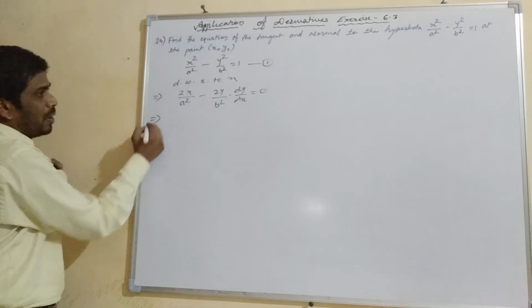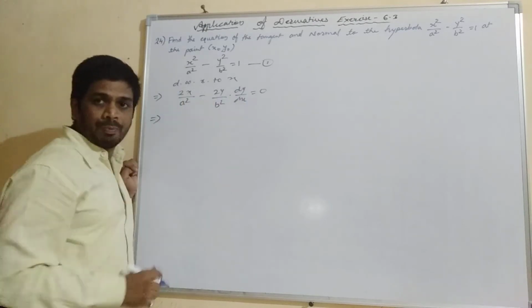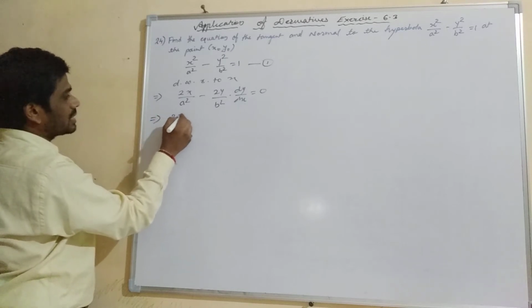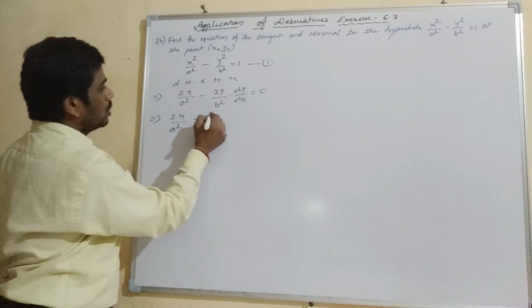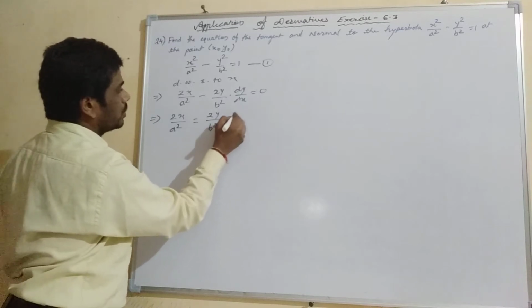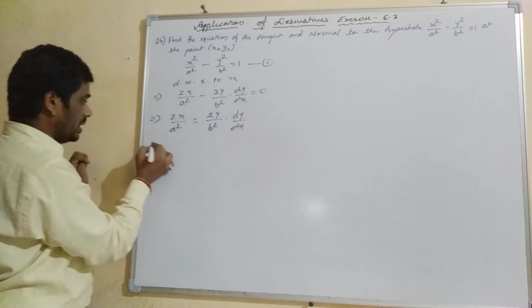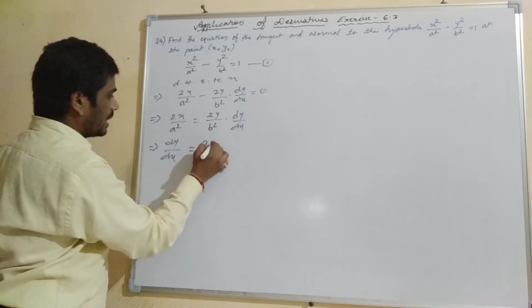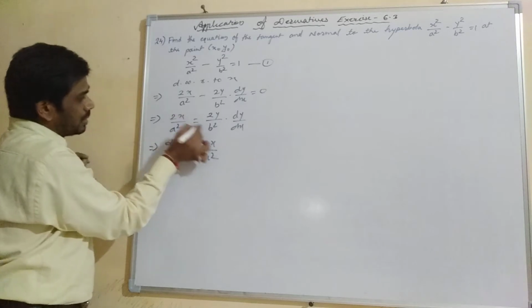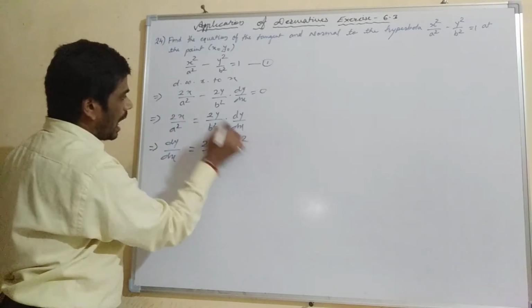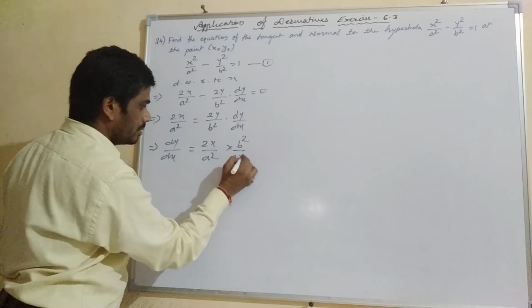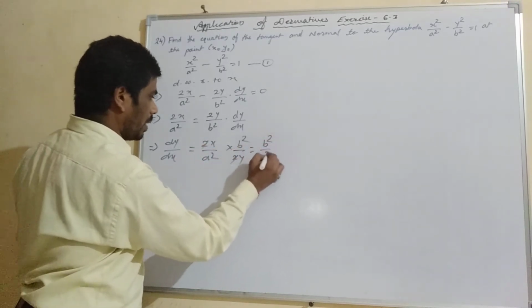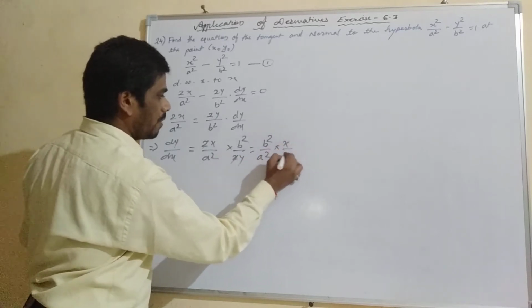Now we want dy upon dx, so you have to make it positive, so we will shift that side. So it will be 2x upon a squared equal to 2y upon b squared into dy upon dx, which means you can write dy upon dx equal to 2x upon a squared, and cross multiply, so b squared, and this 2y will be downside, so 2y. So 2 will be cancelled, which means you can write b squared upon a squared into x upon y.